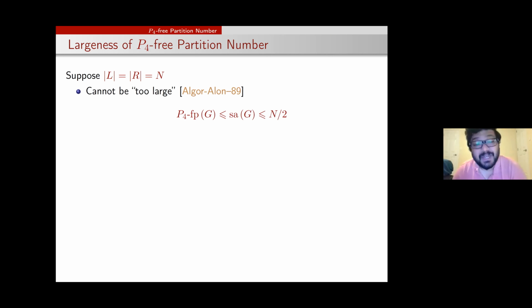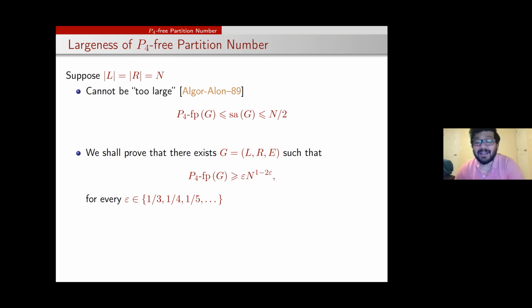So first of all, we know that it cannot be too large. There is a highly non-trivial result by Alon and coauthors, who show that the star arboricity of a graph is at most N by 2. Since a star forest is also a P4-free graph, star arboricity is an upper bound to the partition number of a graph. So we know that it cannot be more than N by 2. I will prove to you in the next slide that we can construct graphs whose partition number is N to the power 1 minus 2 epsilon, multiplied by epsilon, where epsilon is 1 by 3, 1 by 4, or 1 by 5, and so on.